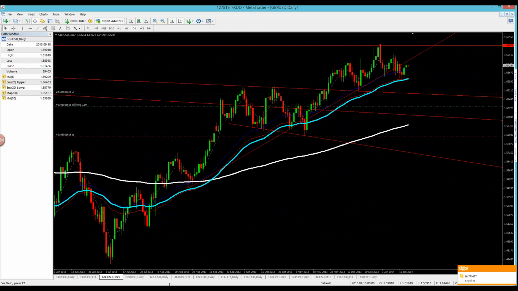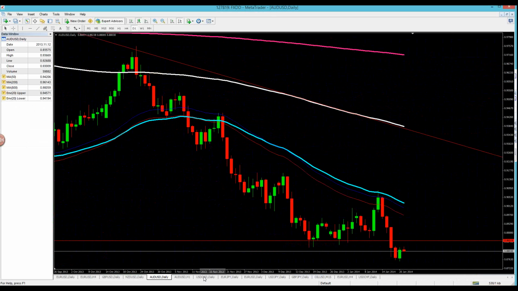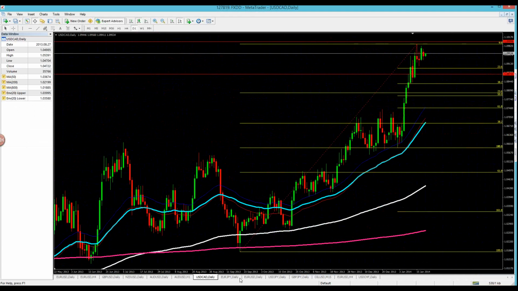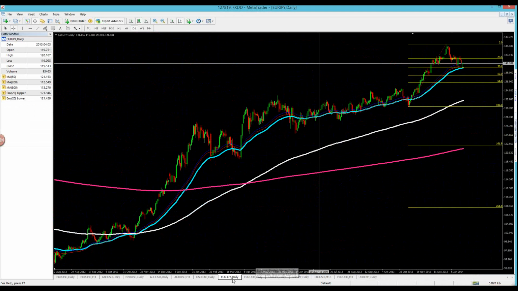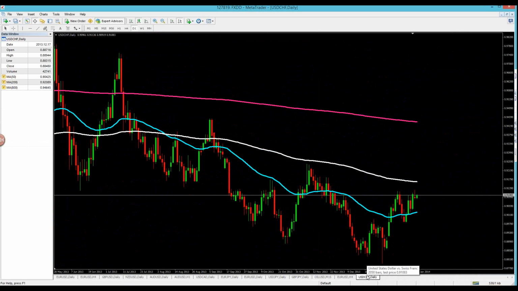Pound dollar is a sell, so I've got a euro dollar buy, pound dollar sell, New Zealand buy, Aussie dollar buy. Dollar CAD is in vacillation. I'm not going to play with that one. Euro yen's a buy, dollar yen's a buy, pound yen is a sell, and dollar Swiss is a sell as well. And that's what we have for the day, guys.